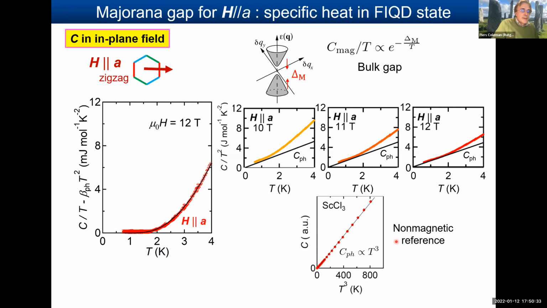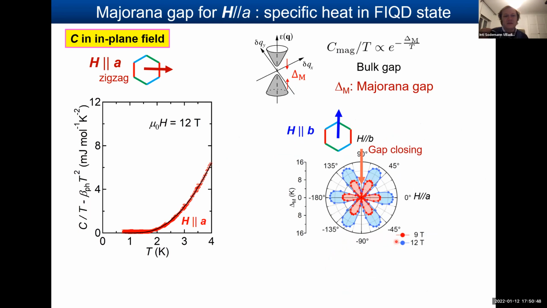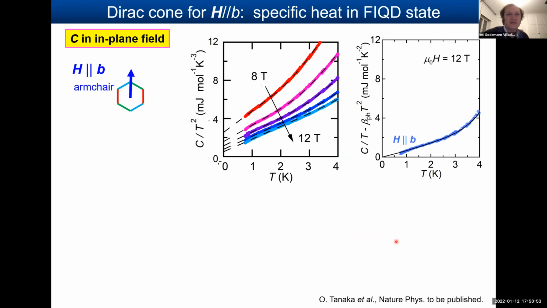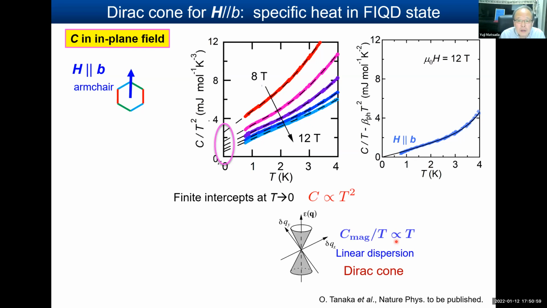Inti, please, would you like to go? Yeah, just one question, Yuji. So this gaplessness that you see along the b-axis, if I understand correctly, you're saying that it never disappears with field? So to the largest fields that you measure, it still remains gapless? You're talking about the specific heat measurement, right? Yeah. Even at 12 Tesla, it's gapless.